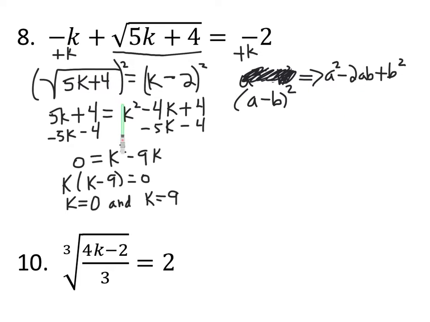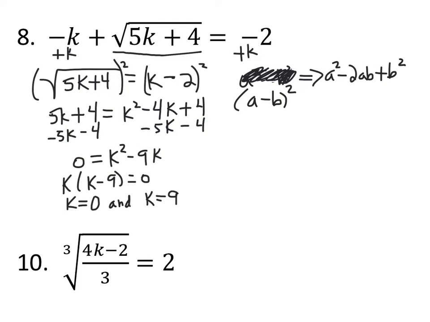All right, so I get k squared, and then 2 times k is 2k. 2k, that's my ab. 2k times 2 is 4k. So that's how I got this minus 4k plus 4, because negative 2 times negative 2 is a positive 4. So just make sure you're following this formula right here for squaring this binomial. All right, so now we've got 5k plus 4 equals k squared minus 4k plus 4.